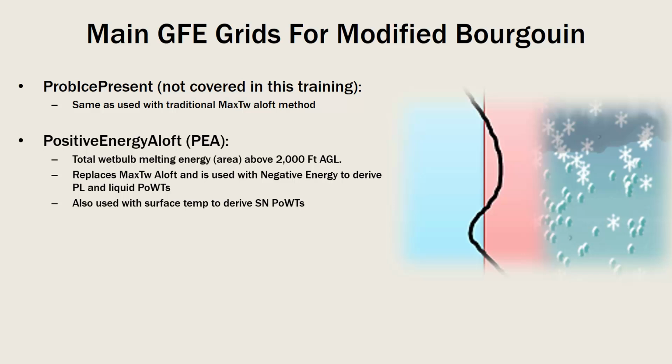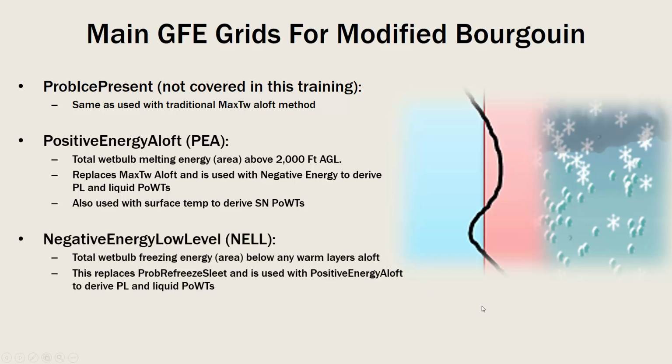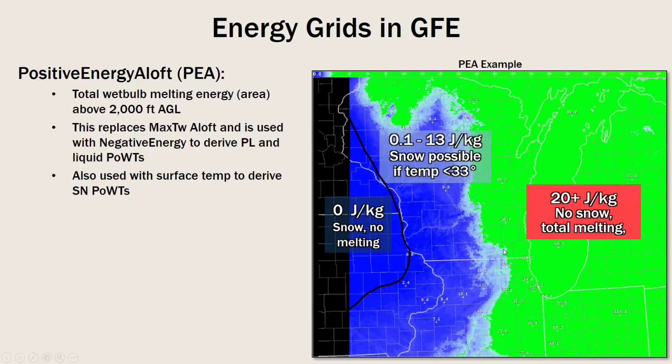Again, this is going to be used with your surface temperature to derive snow probabilities. Finally, the negative energy grid for the low levels is basically your total wet bulb freezing energy below any warm layers aloft. If you don't have cold layers below warm layers aloft, this grid will show up as zeros. That will happen quite often, and we'll talk more about that later. This is going to be replacing the probability of refreeze sleet grid used in the traditional method. And again, it will be used in conjunction with the positive energy aloft grid to help derive your sleet probabilities and probabilities for rain or freezing rain.